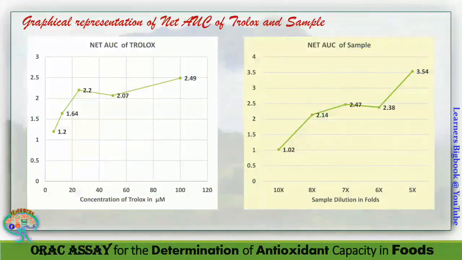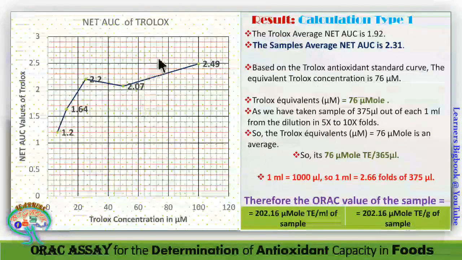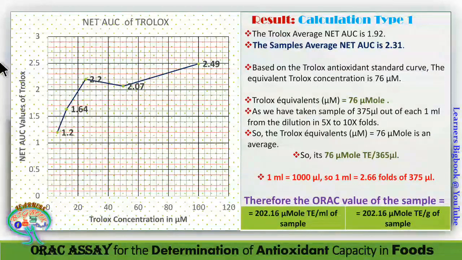Previously, the net AUC we calculated, corresponding to the concentrations and the fold of dilution, has been plotted in these graphs here. So this is how it is going to appear, related to the concentration and the fold of dilution. Further, here we are doing the exact calculation to know the amount of antioxidant present in the sample, which will be Trolox equivalent in micromoles.